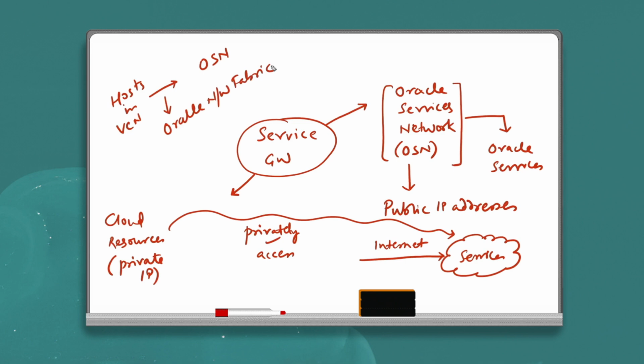Now, you may wonder, why are we so concerned about privately accessing the Oracle Services Network? Because it all boils down to not exposing data when the traffic goes over the internet.